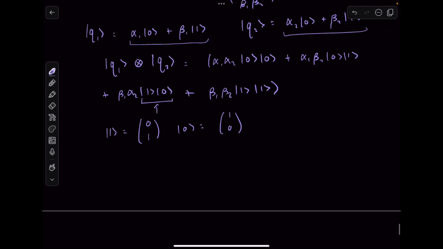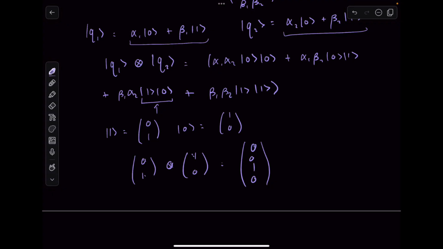So if we take the tensor product of these two, what are we going to get? Well, we know it's going to have 4 elements: 1, 2, 3, 4. The first element is 0 times 1, which is 0. The second element is 0 times 0, which is 0. The third element is 1. And then the fourth is 0.